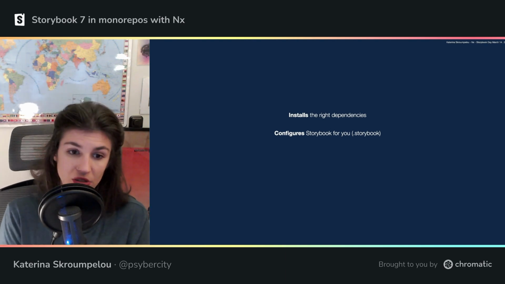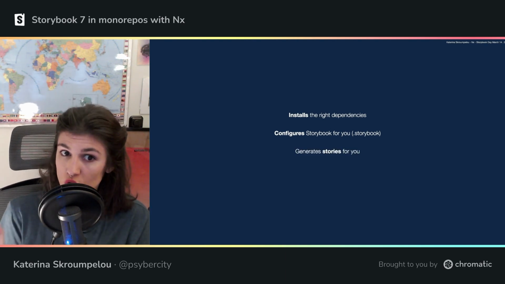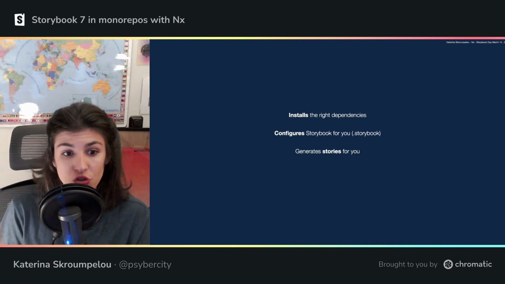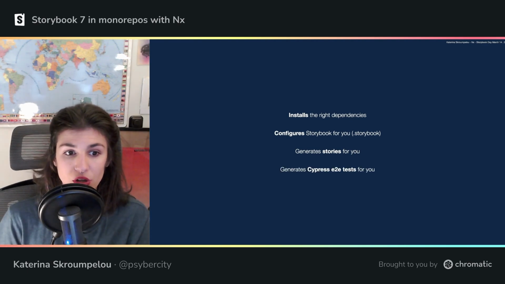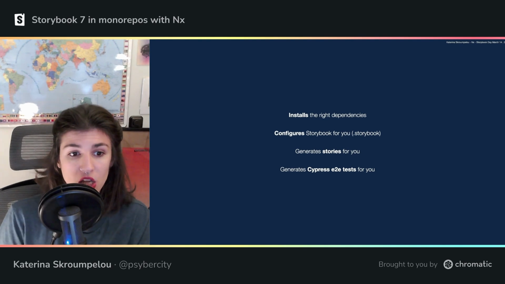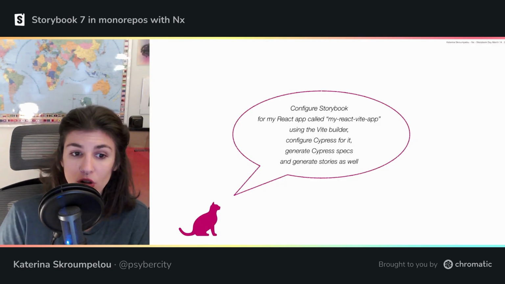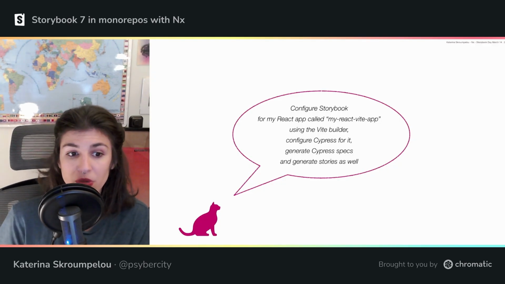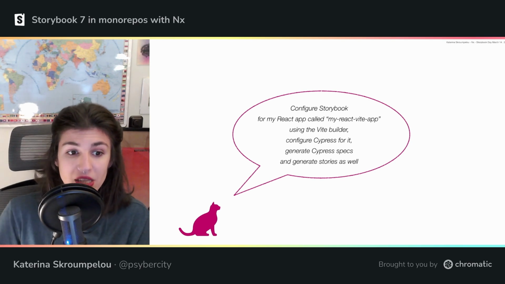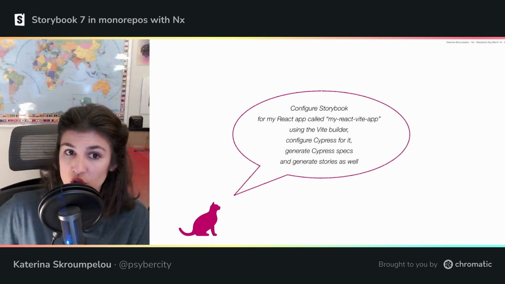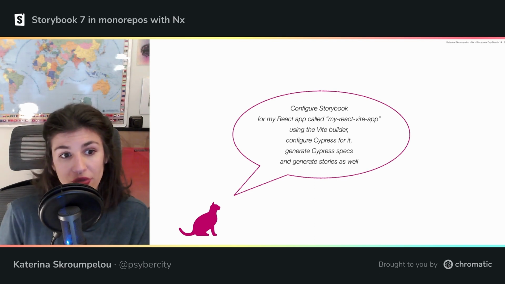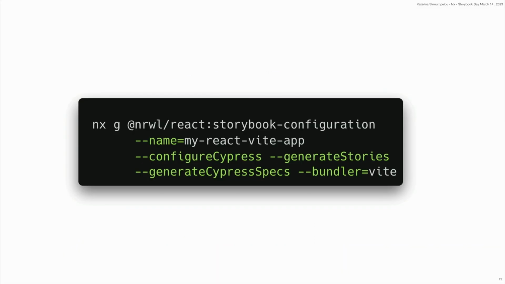it will generate the .storybook directory, it will generate stories for you, and it will also generate Cypress E2E tests for you. So say you want to configure Storybook for my React app called my-react-vite-app, using the Vite builder, configure Cypress for it, generate Cypress specs, and generate stories as well. To do this, we would run the following command, nx g @nrwl/react:storybook-configuration, name of your React app, configureCypress, generateStories, generateCypressSpecs, bundler vite.